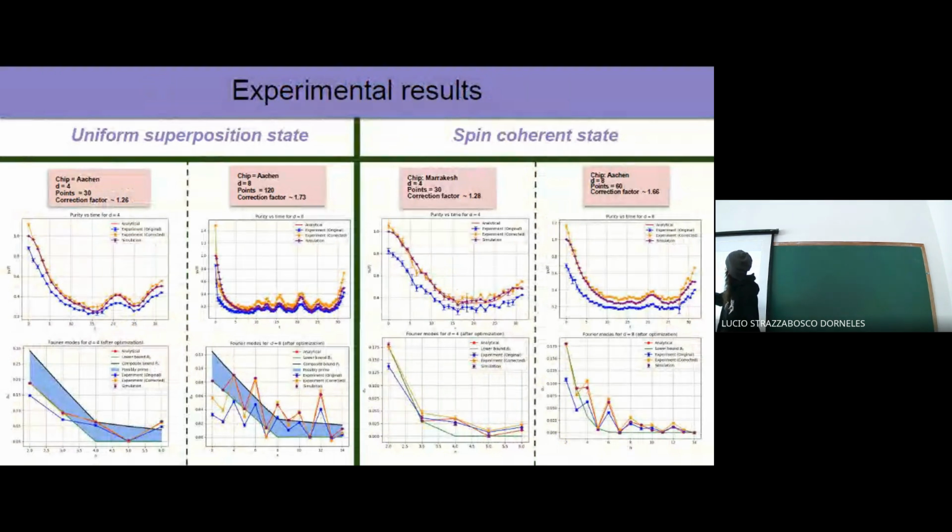So as I said, we have 4 experiments. As I said, the coherent state is the only one we did for the different shapes. So to make things clear, we start with the same shape, with 2 dimensions. The number of points integrated is 30 and 120. And we have this correction factor gamma given by 1.26 and 1.73.